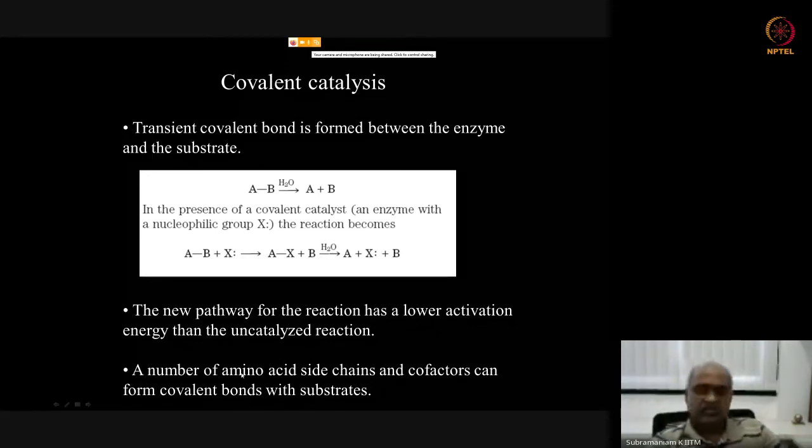And so this is how this new pathway reduces the activation energy compared to the uncatalyzed reaction. And I just told you this, a number of amino acid side chains. Cofactors we have not yet gone into, although we learned at the very beginning of the enzyme discussion that metal ions and vitamins function as cofactors and coenzymes. And when they are tightly bound, we call them prosthetic groups. So they can also help in this covalent catalysis.